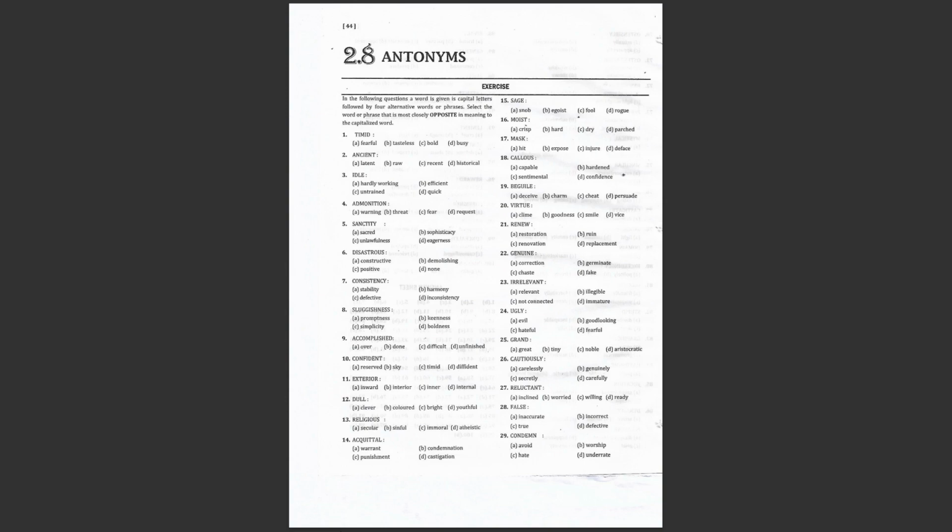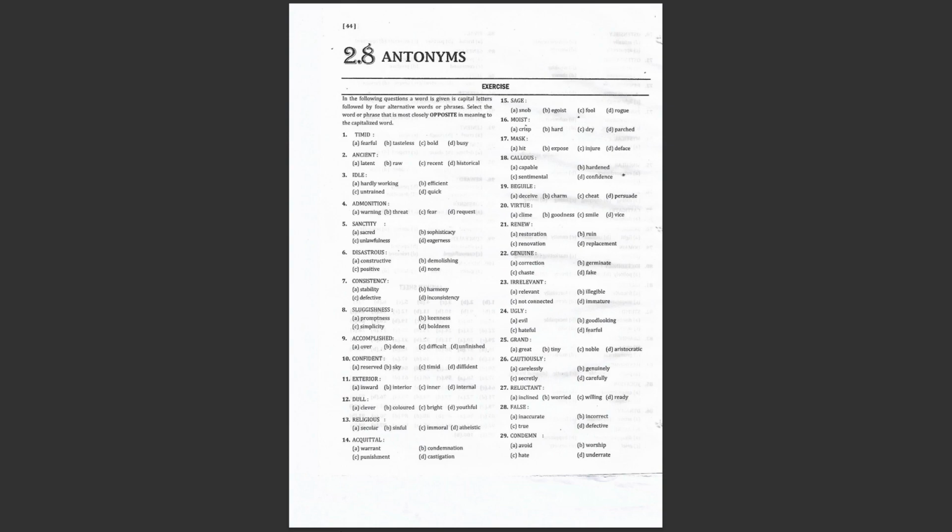Word number 8, sluggish. Sluggish means susti. Sluggishness means susti. कोई इंसान बहुत सुस्त हो, लेज़ी हो, लेथार्जी से भरा हो, that is called as a sluggish person. So the correct option here would be A, promptness. Someone who is very prompt and active in their actions. This is the correct antonym of sluggish.